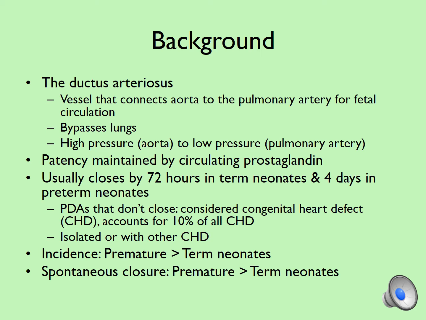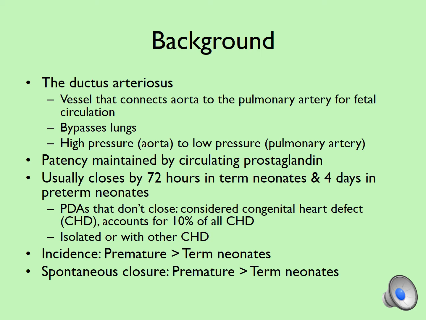In utero, the patency is maintained by circulating prostaglandin. So what this means is that basically the ductus arteriosus stays open or patent by the circulating prostaglandin. And there's usually a lot of prostaglandin in the placenta itself. And then after birth, the PDA usually closes around 72 hours in term neonates. If they're born at full term, usually it closes in 3 days. If they're premature, it takes a little bit longer. It takes around 4 days to close.